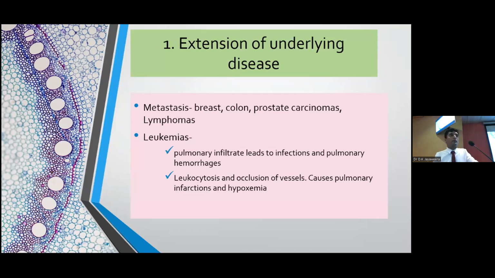Another thing is the leukemic patient. They can present with pulmonary hemorrhages. And some leukemic patients can have severe hypoxemia which cannot be explained by any other causes. Then it might be due to leukocytosis and occlusion of the blood vessels in the lung. So it can cause pulmonary infarction and severe hypoxemia in these patients.